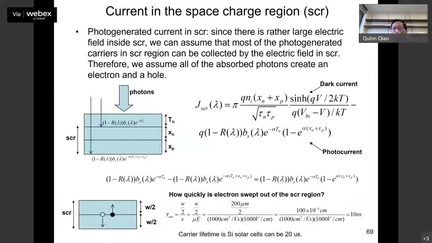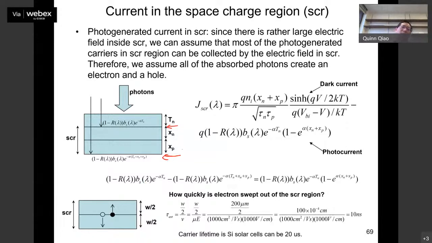With that, now let's talk about the current in the space charge region. So in the space charge region, basically assume, similar to what we did before, the space charge region starts from xn and then continues until the end of xp. That's the SCR, also called the depletion region.